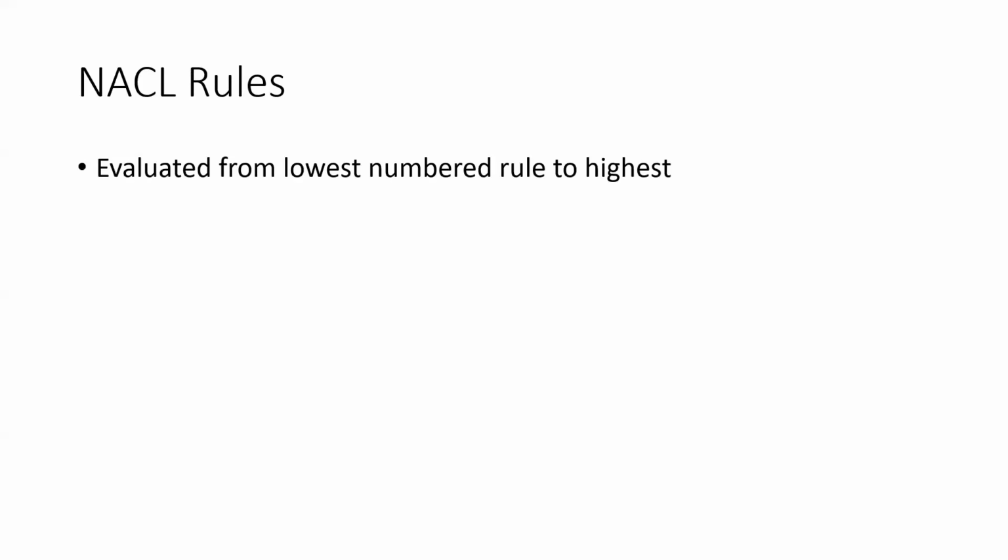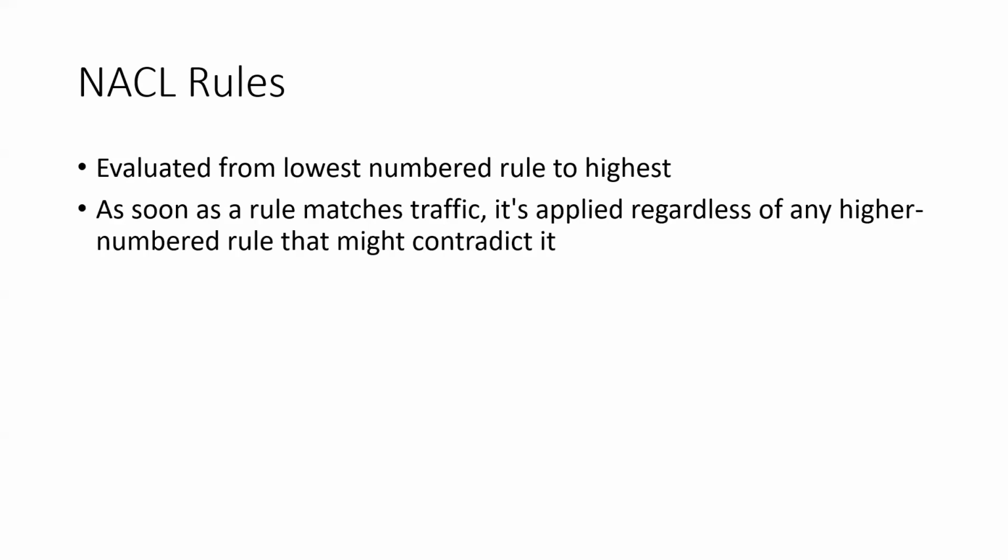Okay, let me see. NACL rules. These are evaluated from lowest numbered rule to highest. As soon as a rule matches traffic, it's applied regardless of any higher numbered rule that might contradict it. So if rule 100 says allow, but rule 120 says deny, it gets allowed. It doesn't even go to 120.